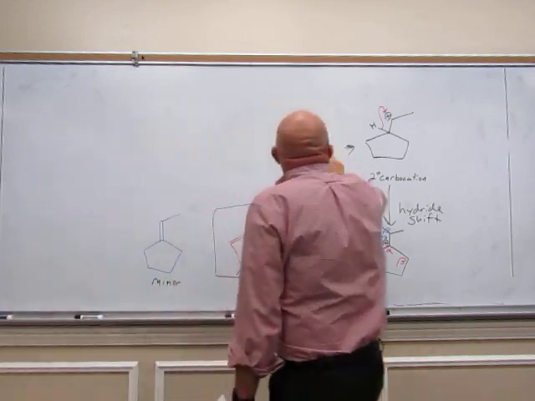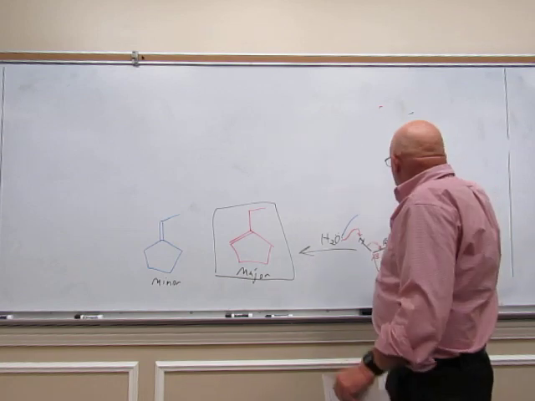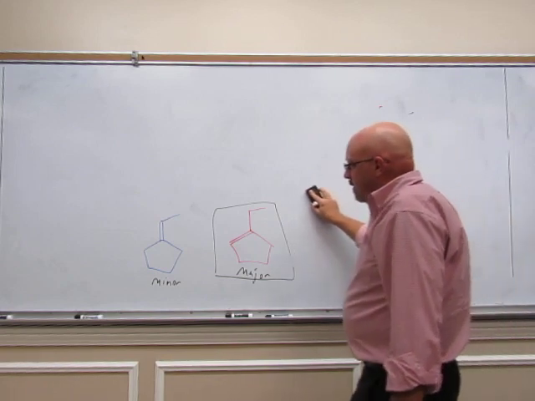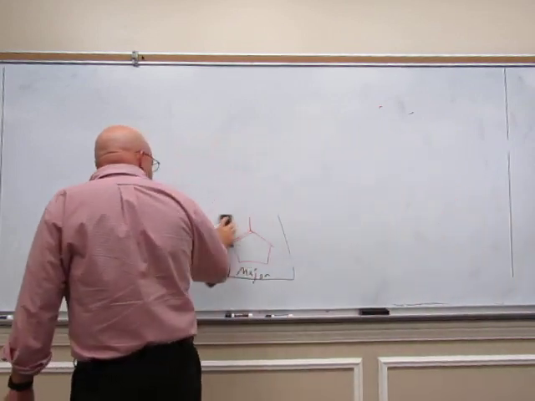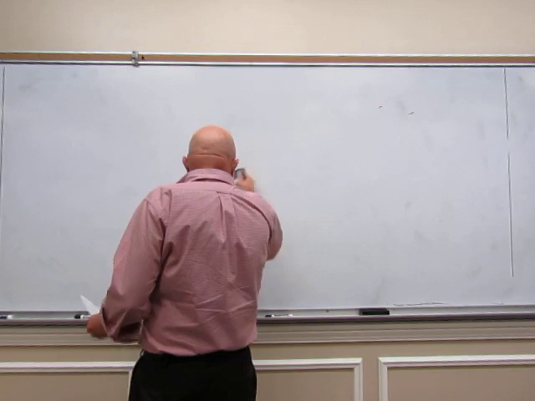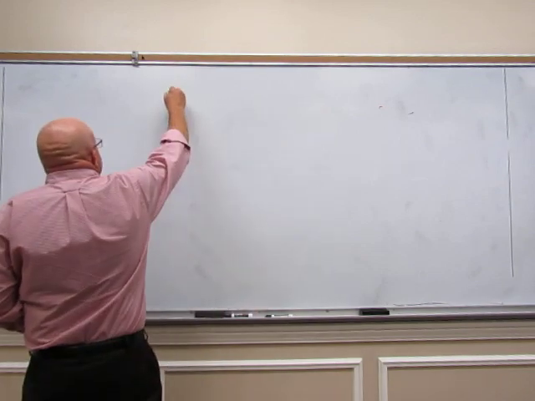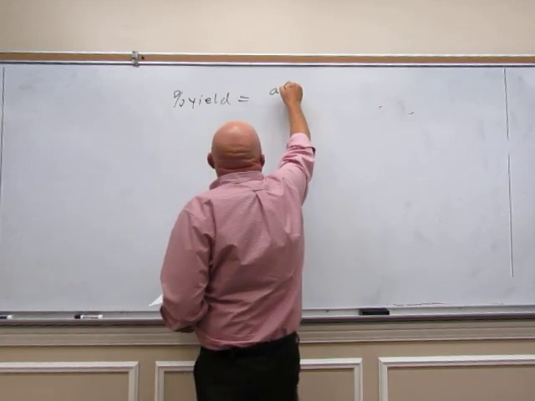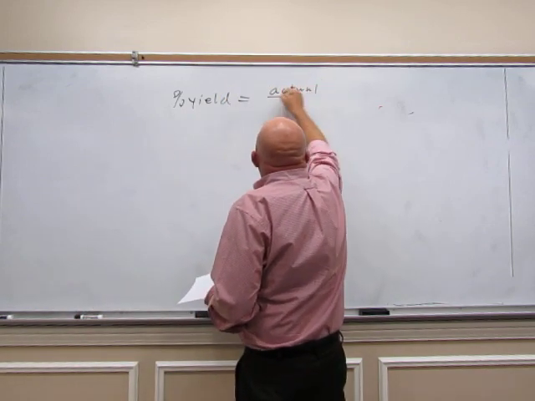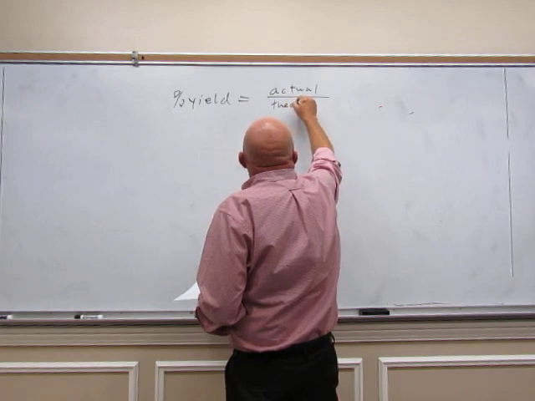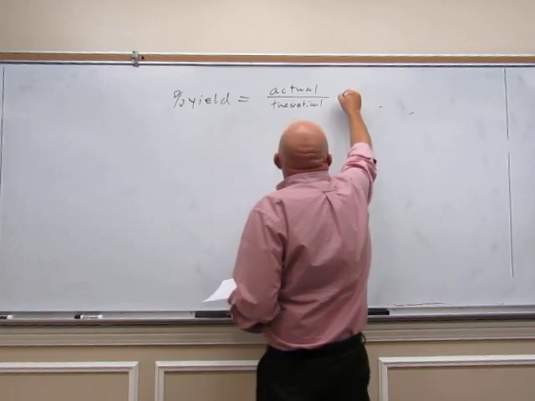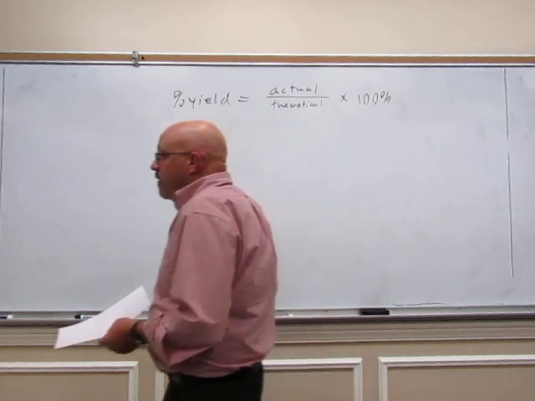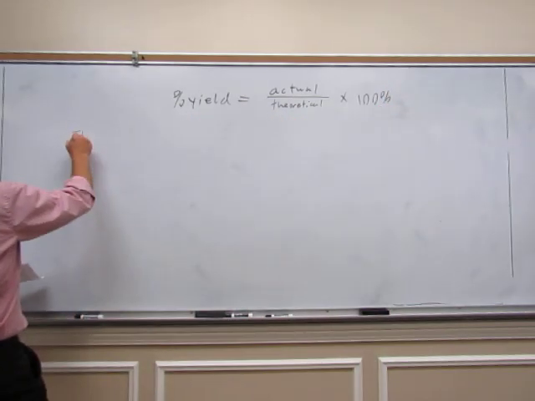From here on out, rest of Organic 1 and in Organic 2, we will be doing percent yields, not percent recoveries. Percent yield is actual over theoretical times 100%. Now let's talk about the theoretical yield.